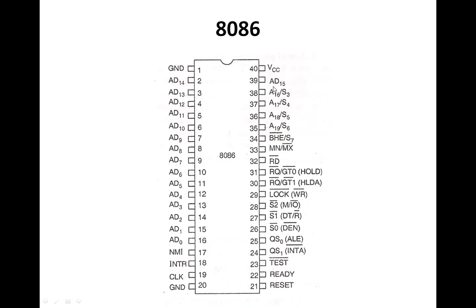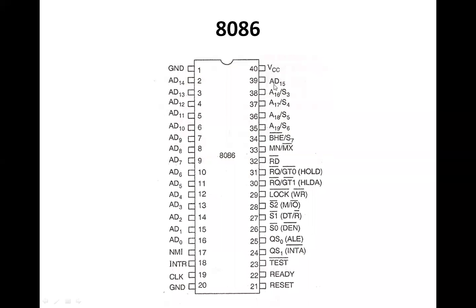Now these lines contain the address bits from A15 to A8 whenever the ALE signal is high, that is logic 1, and data bus connection from D15 to D8 when ALE is logic 0. Now these pins are going to enter into a high impedance state whenever the hold acknowledge signal occurs.